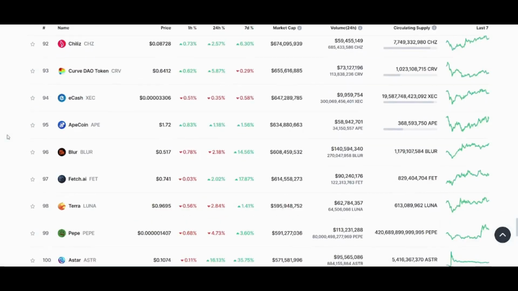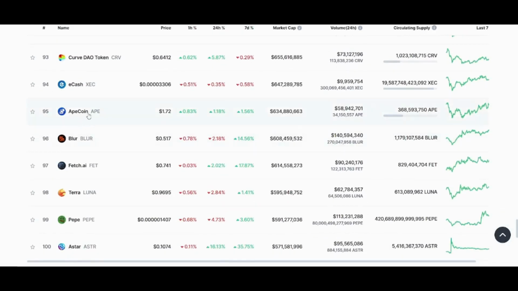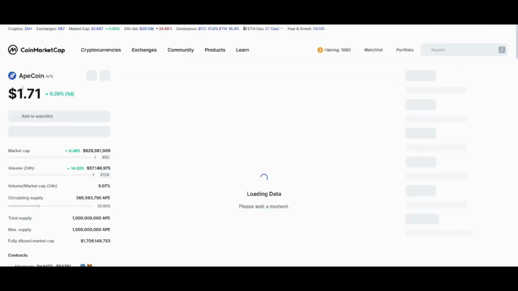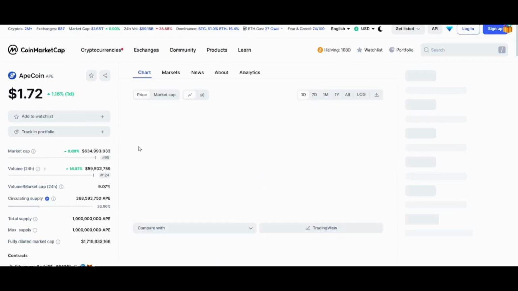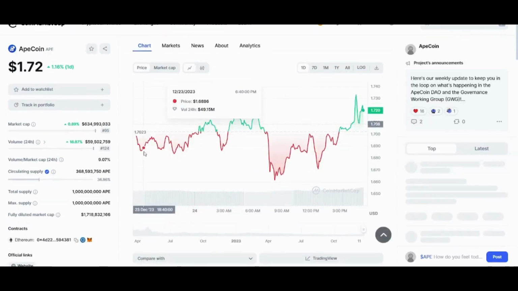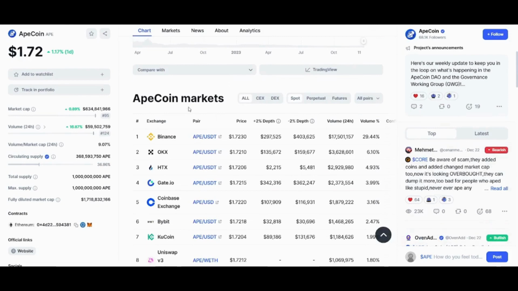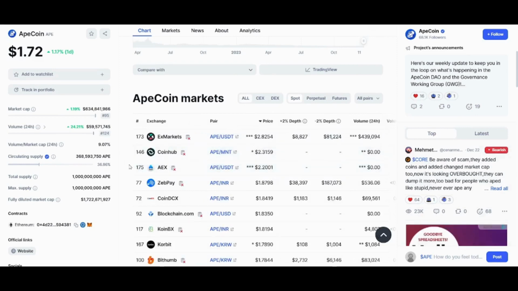So let's say, for example, I want to buy this ApeCoin. I will just click on it, and here it costs an average of $1.71 per one ApeCoin. In order to buy this coin at its lowest price, you can just go to the different markets that offer this coin. Then you can click on price, and hence you will arrange these coins in descending order.